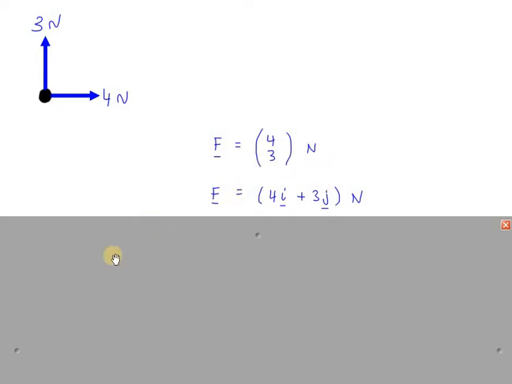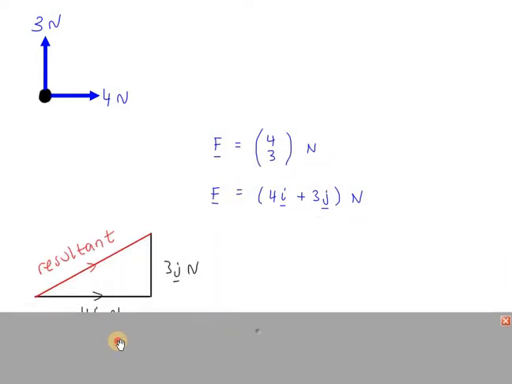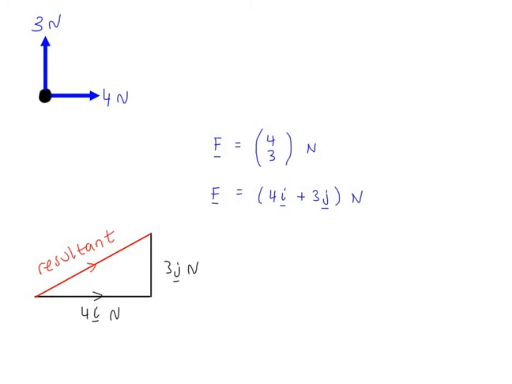Now we can represent this in a triangle showing our forces. So we have 4i along here, and then plus 3j in this direction, and then the resultant force will be from here to here. And we can work out the magnitude of this resultant force, and we can work out the angle it makes with a certain direction, and so on.